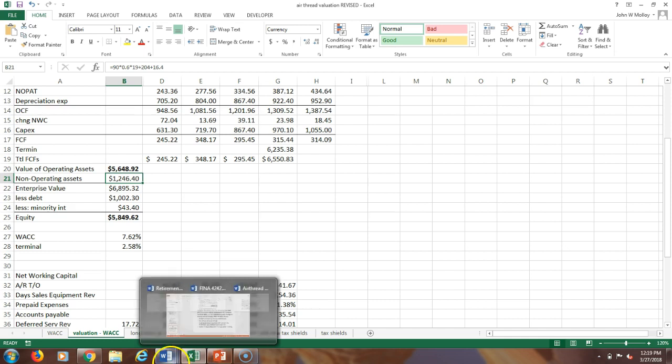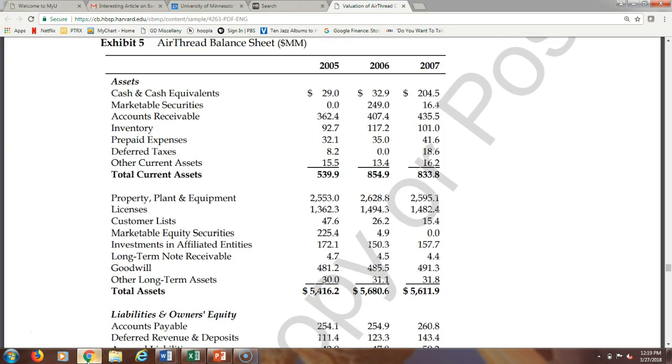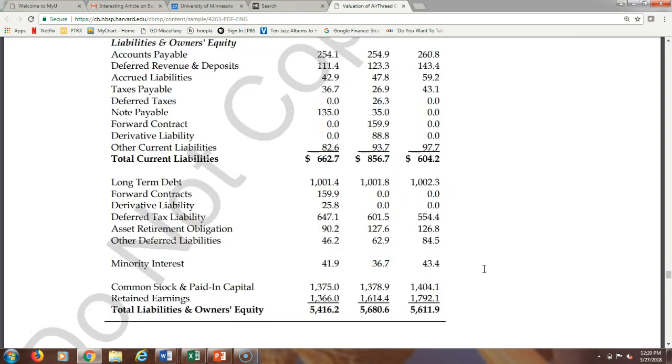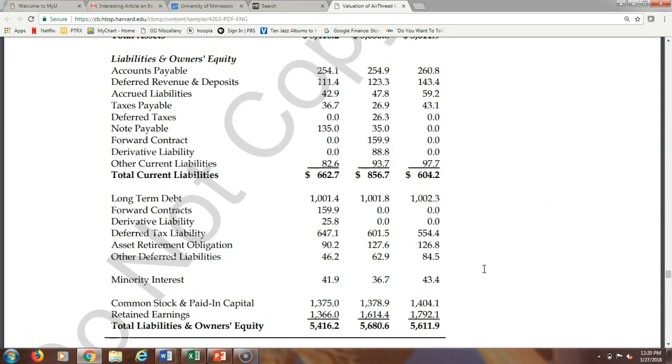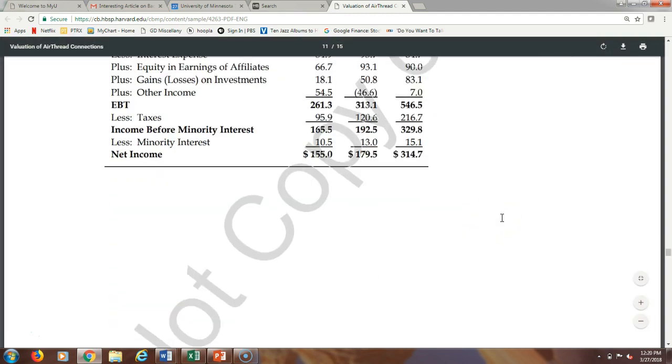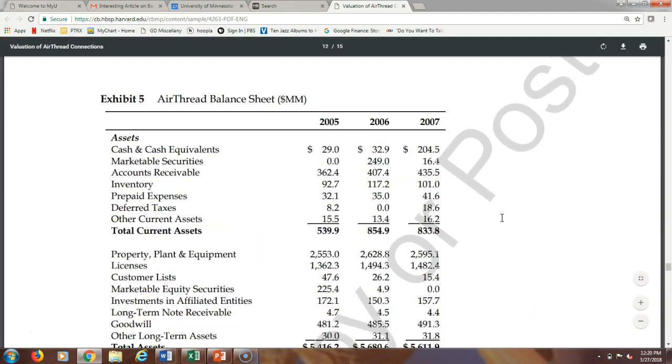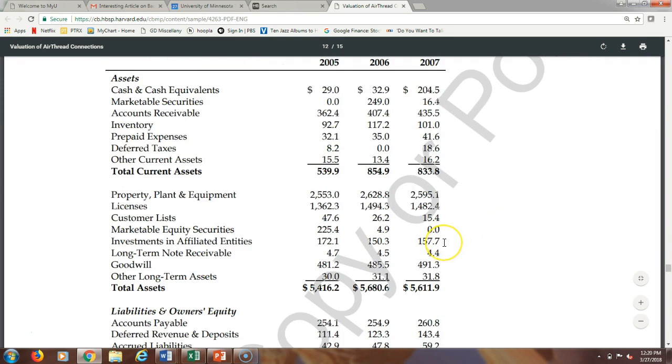So if I go to the case, you'll notice, and this is in Exhibit 5, they have the investment in affiliated entities of 157.7. Okay, so now that's going to be the value that's booked on my books. At this point, what I try to impress upon students is we have to be a little skeptical of that value because it's based on equity method of accounting.